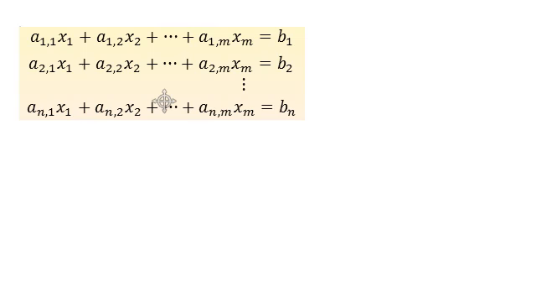Remember, the general notation for an n by m system looks like this, and it's quite messy with lots of symbols. Turns out that we can write an n by m system much more conveniently using matrices. For example, let's say I have a 2 by 2 system like this.